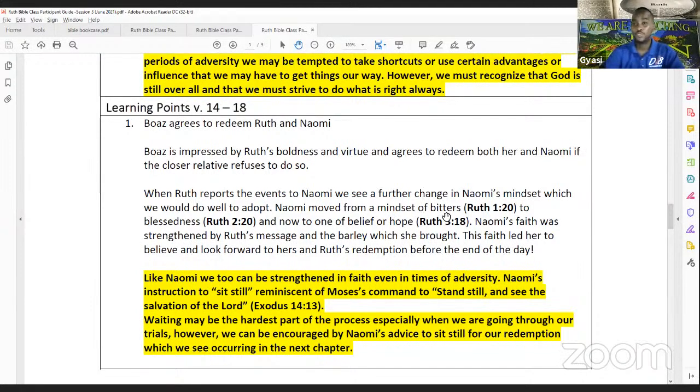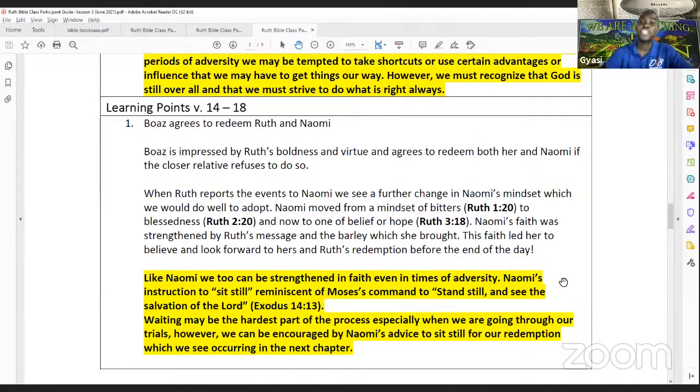In chapter 2, verse 19 to 20, she was elated to find out that Ruth was in Boaz's field gleaning and he showed her favor. So she started to have a mindset of blessedness. And now in Ruth chapter 3, around verse 18, when she gets the news, she has a mindset of belief. So she moved from bitterness to blessedness to belief. And that is the power of a testimony. That's the power of having that relationship with others where we share our faith with others.